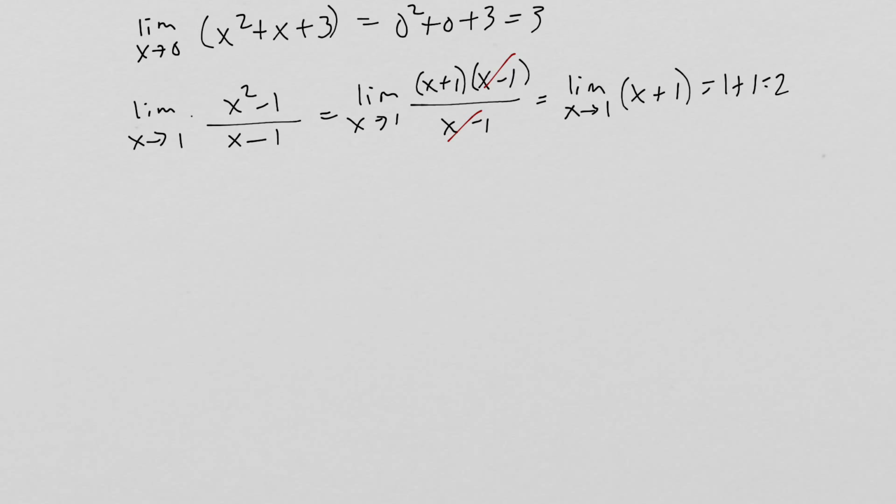So 2. Alright, now what to do after that? Well, let's say you do that and you're still having a problem, like you're still having a 0 in the bottom. Well, another thing you can do is you can try rationalizing. Rationalizing is when you multiply the top or the bottom by a square root or by a conjugate.